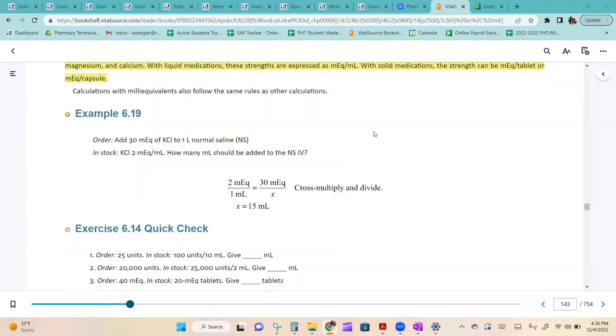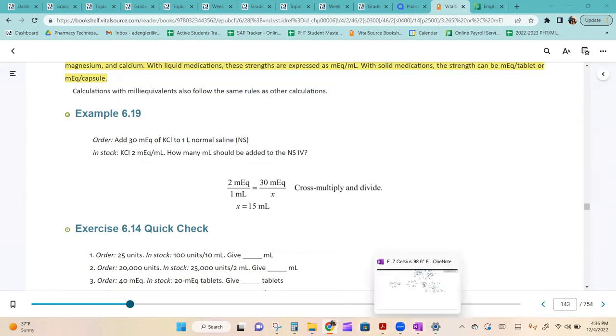Okay, so now calculations with milliequivalents. We're going to follow the same rules. So we have an order for 30 milliequivalents of potassium chloride, KCl, to 1 liter of normal saline. In stock, we have 2 milliequivalents per ml, meaning every milliliter the patient receives, they are getting 2 milliequivalents of potassium chloride. How many milliliters should be added to the NS IV?